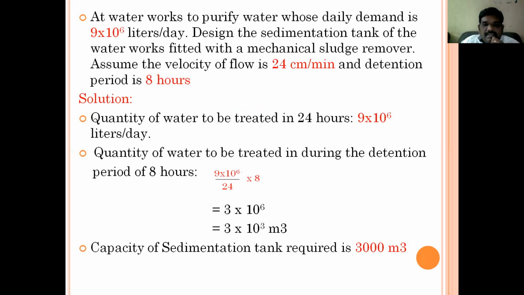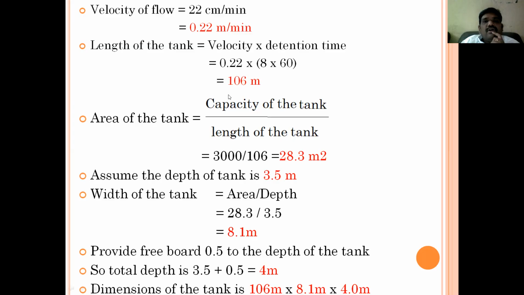Now we got the values. The capacity of the sedimentation tank is 3000 cubic meters. The flow velocity we just converted from centimeters to meters per minute. By using this, we are able to find the length of the tank, which we got as 106 meters. Understand? Now, we'll move forward.